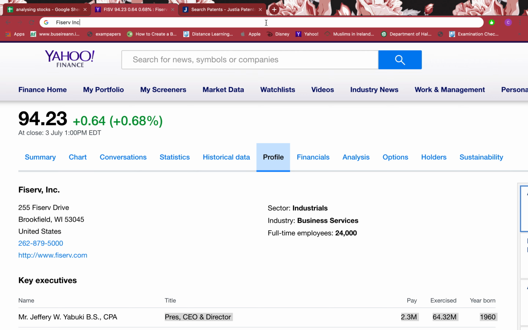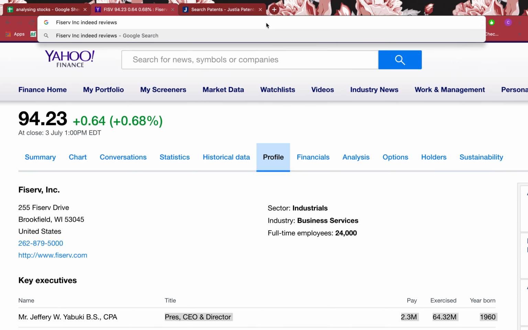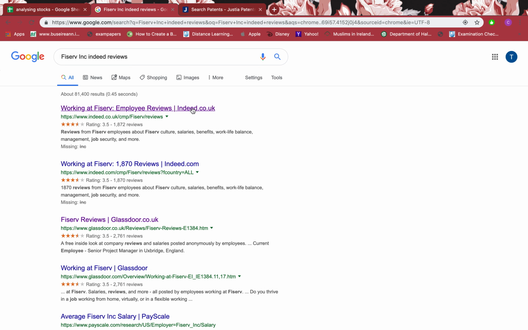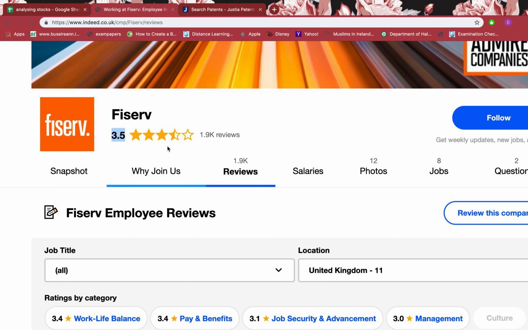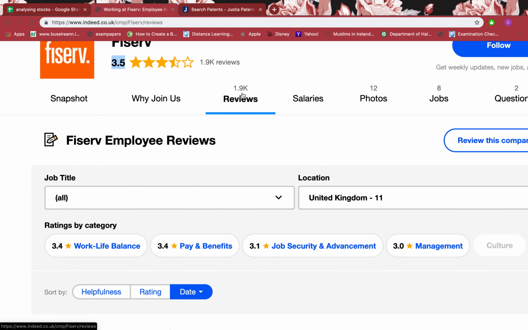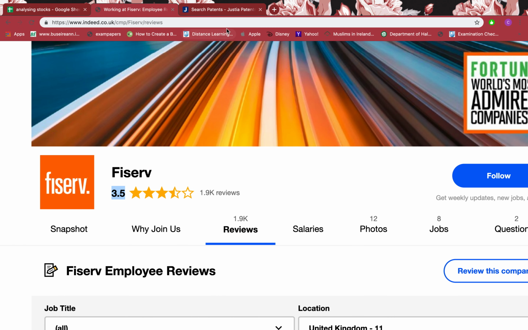And lastly, I want to see if they have any reviews from the employees, what the employees have to say. So I go to Indeed reviews, and I'll click there, and they have nearly 1900 reviews, and they have 3.5 stars, which is brilliant, which means that they are doing really good. 3.5 stars is really good from nearly 1900 employees, and you can read through the reviews yourself.